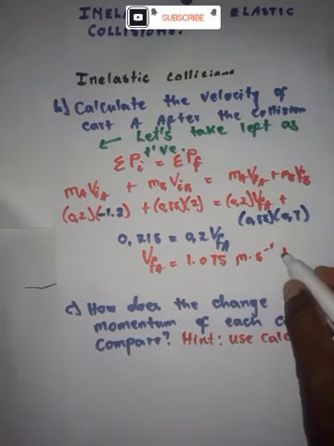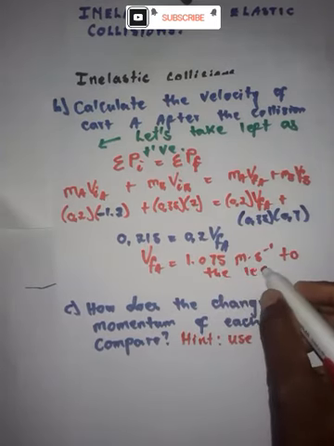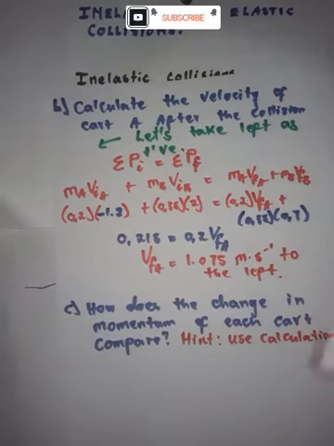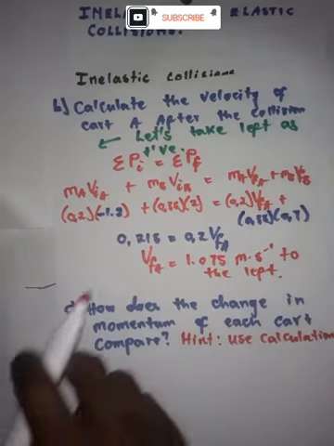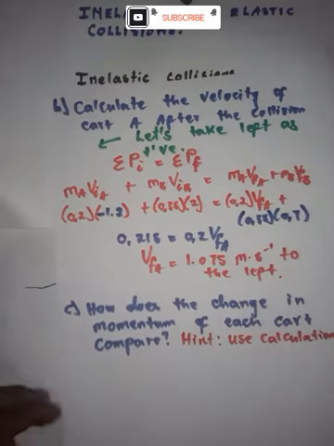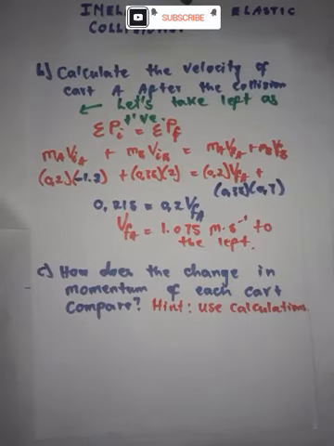To the left, because it's positive, to the left. So it changed direction. Initially it was going to the right, and now finally it's going to the left. So the last one says, how does the change in momentum of each cart compare?